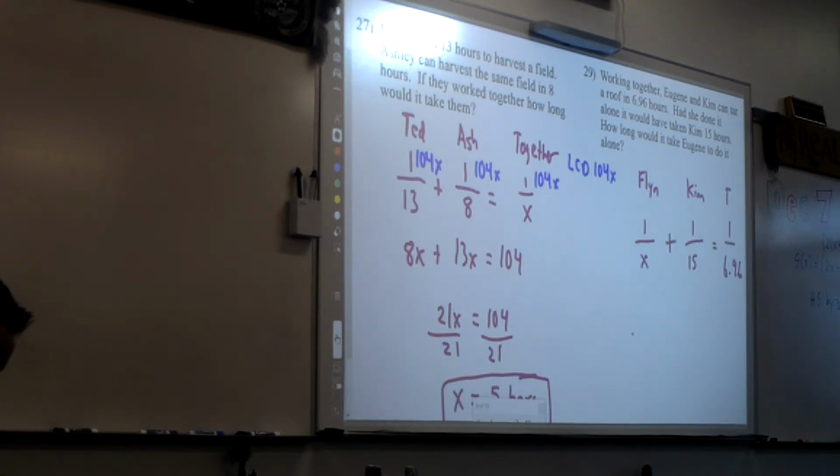So then we just have it like this, right? Does this make sense why we set it up this way? Because we were told how long it takes them to do it together and alone, so now we're just finding what it would be if Eugene were to do it alone. Now, what are we going to do next? What is the LCD going to be here?